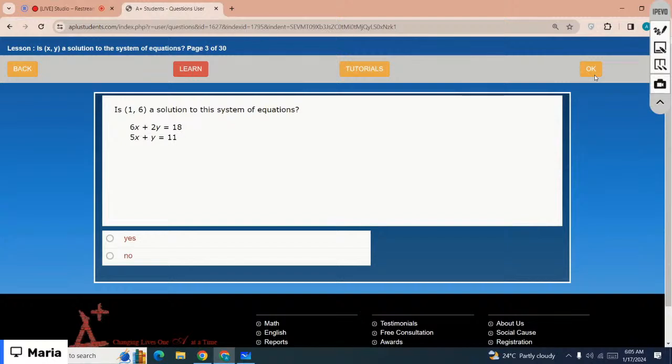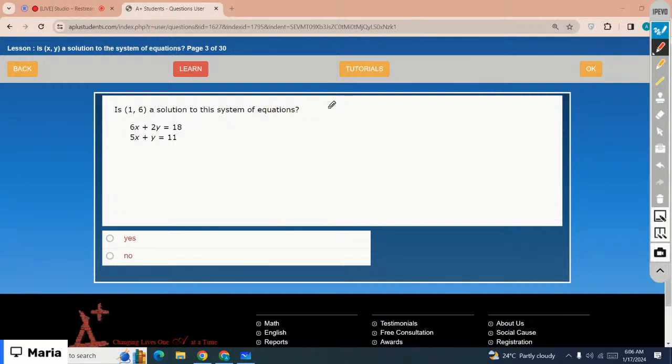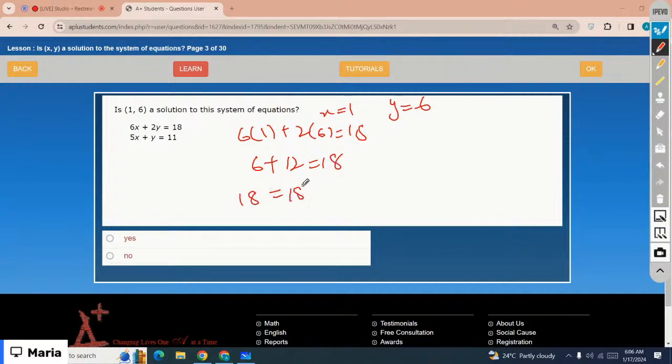Okay, the next one is: is 1, 6 a solution of the system of equations? Let's check. x equals 1, y equals 6. Start with the first equation: 6 times 1 plus 2 times 6 equals 18. 6 times 1 is 6, 6 times 2 is 12, so yes, 18 equals 18. Both sides are exactly equal. Now check the second equation: 5 times 1 plus 6 equals 11. 5 plus 6 equals 11, yes. That means the point 1, 6 is a solution of the system of equations. Got it? The correct option is yes, it is.